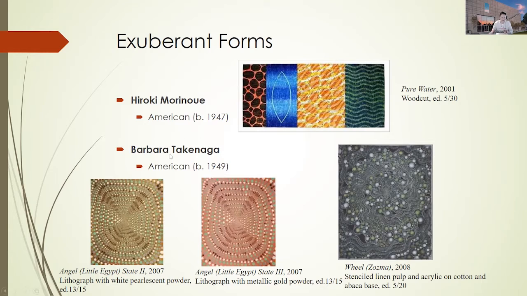And then we have Barbara Takanaga, who was born in the US but is of Japanese descent. And this is a series on the bottom left that she calls Angel Little Egypt. Oh, I forgot to change that. One's 1, one's 2. I will fix that. But she loves to do these pattern forms that just spread out. And this one reminded her of angel wings.